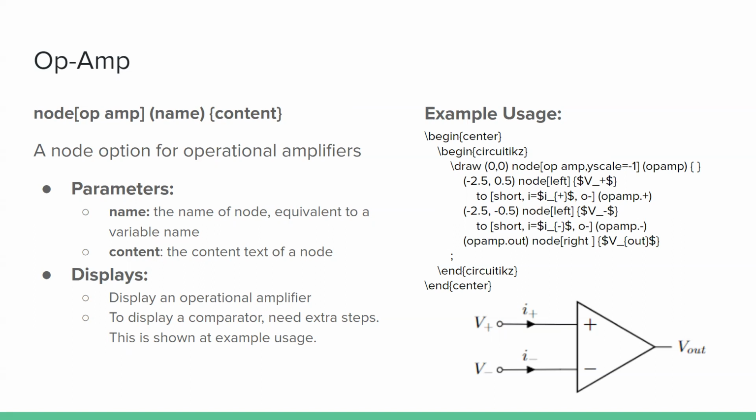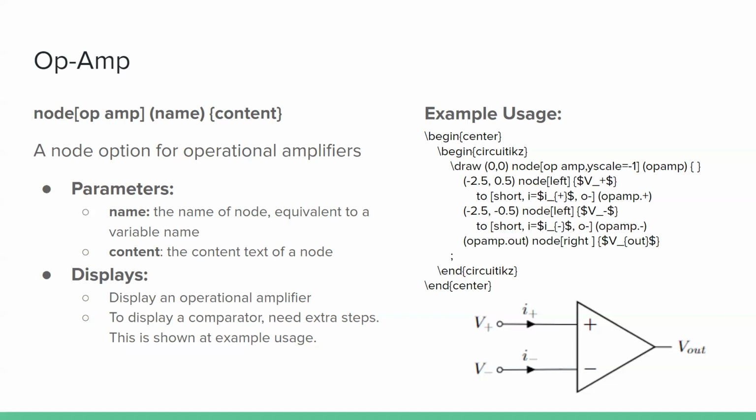The begin center here and the end center here just serve to center the circuit picture we have here. Begin Circuitikz and end Circuitikz serve to start a Circuitikz environment. Now we have backslash draw here. We're drawing a node at 0, 0, because we see that the node is put right after the coordinate 0, 0. So we have an op-amp here.